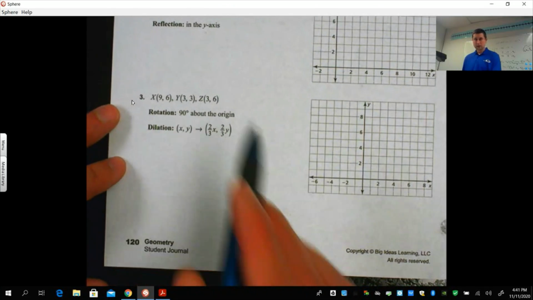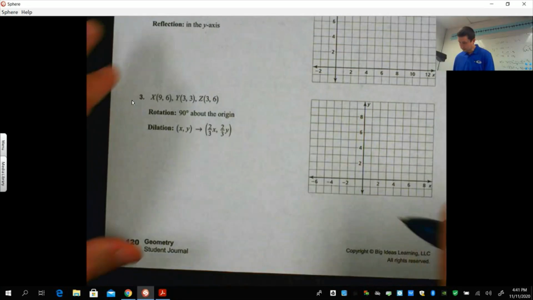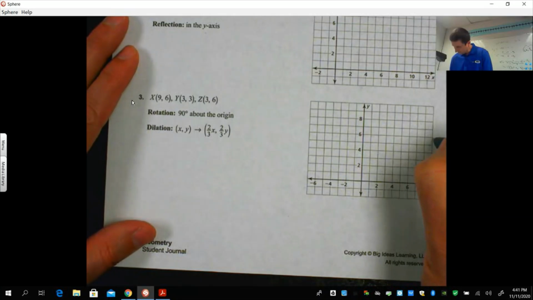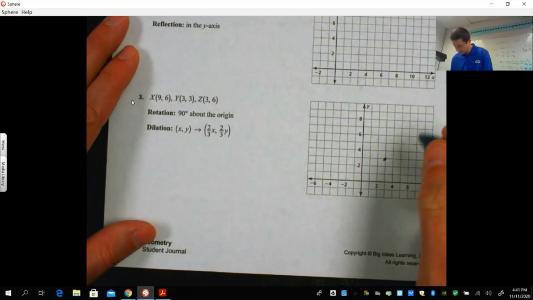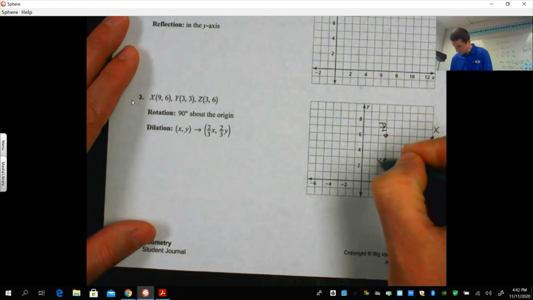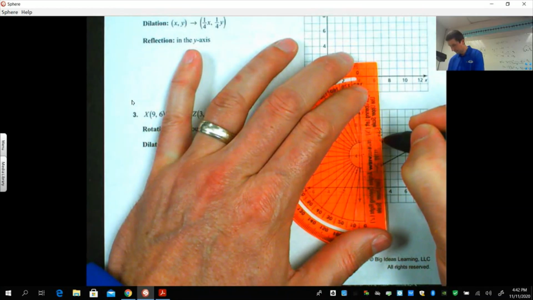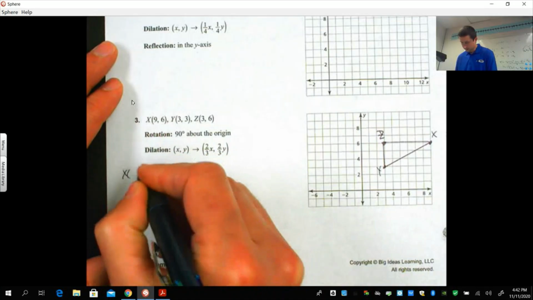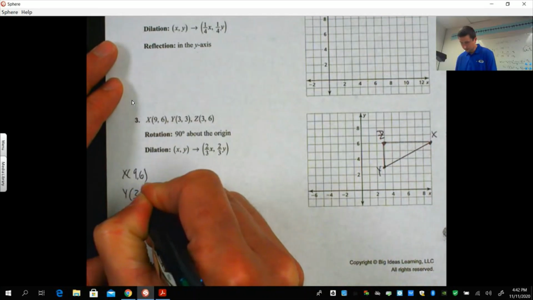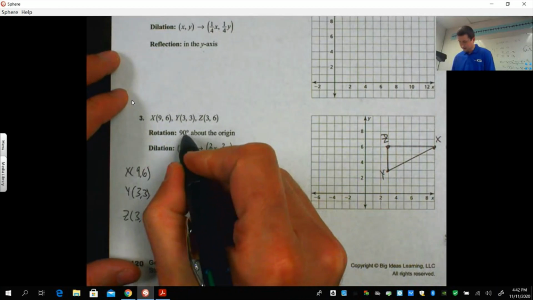Okay, number 3 has a rotation, 90 degrees about the origin. So we'll review those formulas. 9, 6, there's x, 3, 3, there's y, and 3, 6, there's z. So I'm going to start with our rotation. So x is 9, 6, y is 3, 3, z is 3, 6, and 90 degrees about the origin.